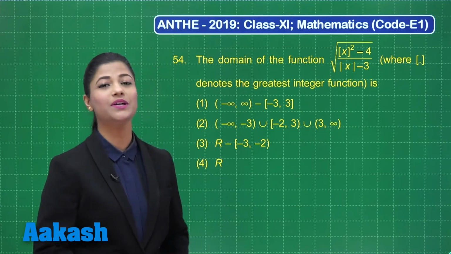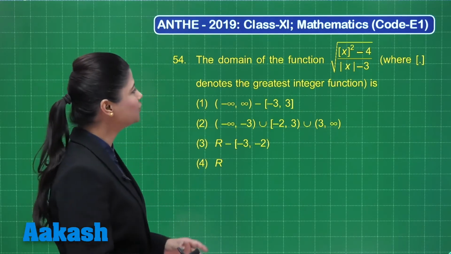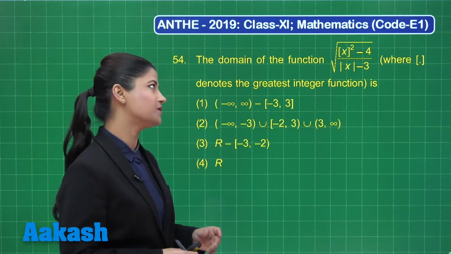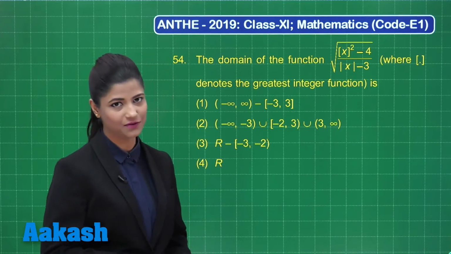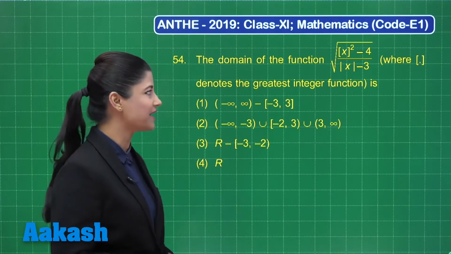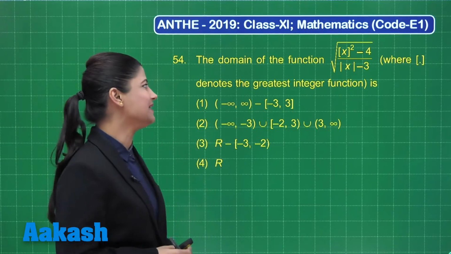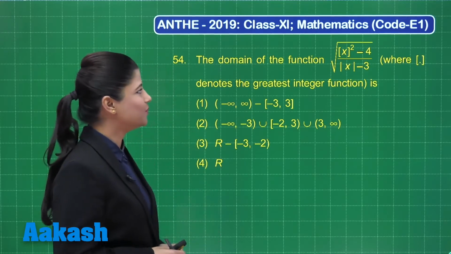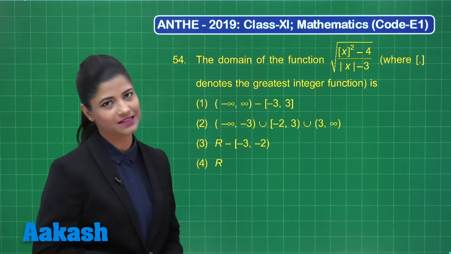Now let's take up question number 54. It states that the domain of this function, square root of [x] minus 4 whole upon mod of x minus 3, where the symbol [ ] represents the greatest integer function, is... So basically you need to figure out the domain of this given function.